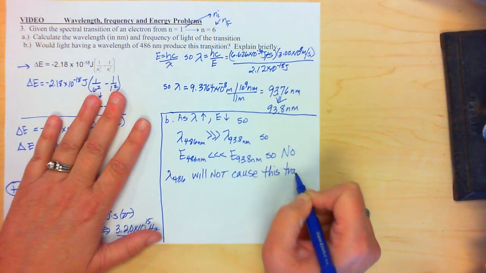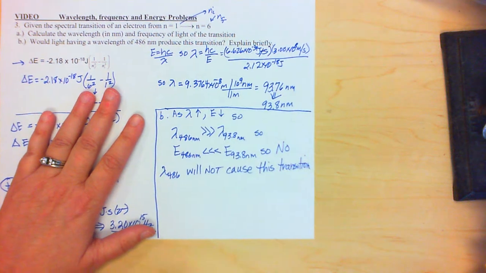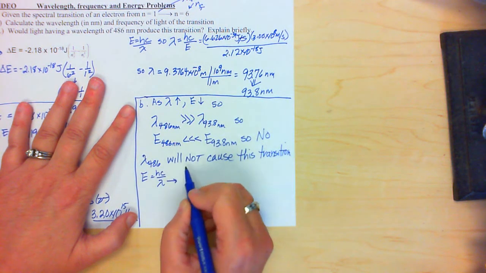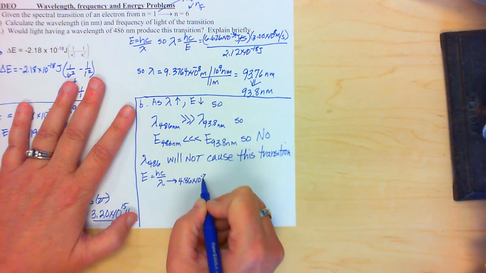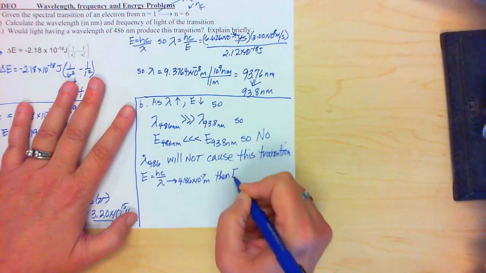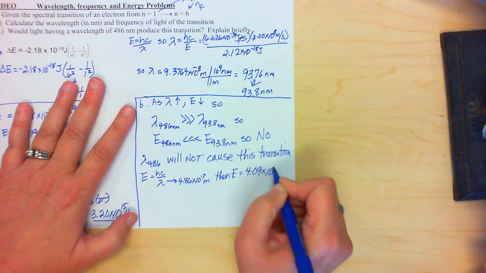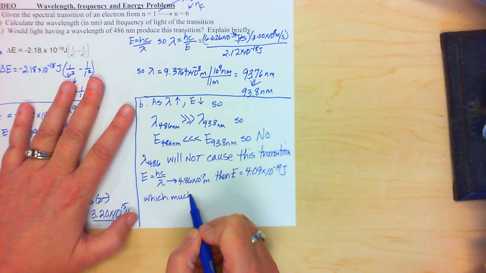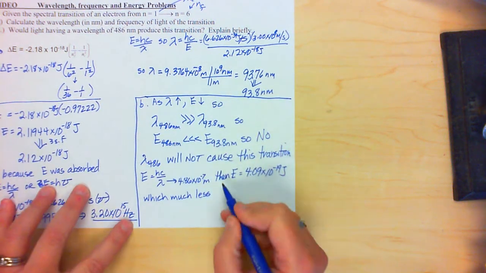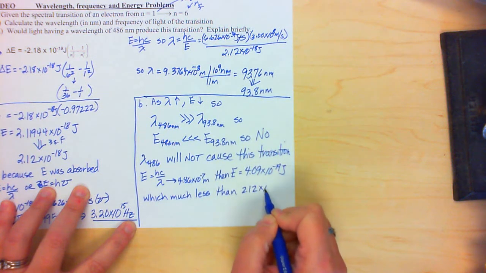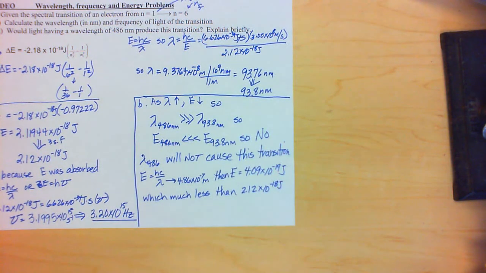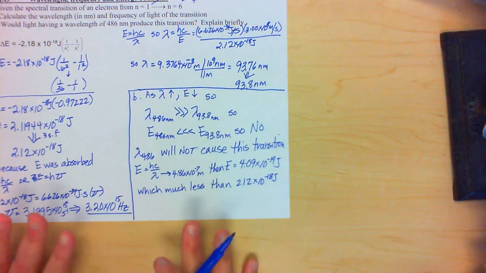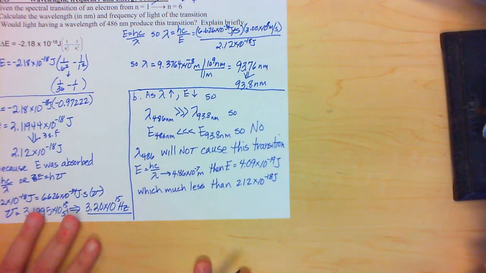Now, if you want to double check it, and I highly recommend you do that in homework, if we solve for E equals hc over lambda using lambda as 4.86 times 10 to the minus 7 meters, then the energy comes out equal to 4.09 times 10 to the negative 19th joules, which is much less than what we need, 2.12 times 10 to the negative 18th joules. So the question is asked, will this cause the transition? And the answer is no. Whether you do it by wavelength or by energy doesn't matter, as long as you understand that one of them will explain the fact that this transition is not possible.